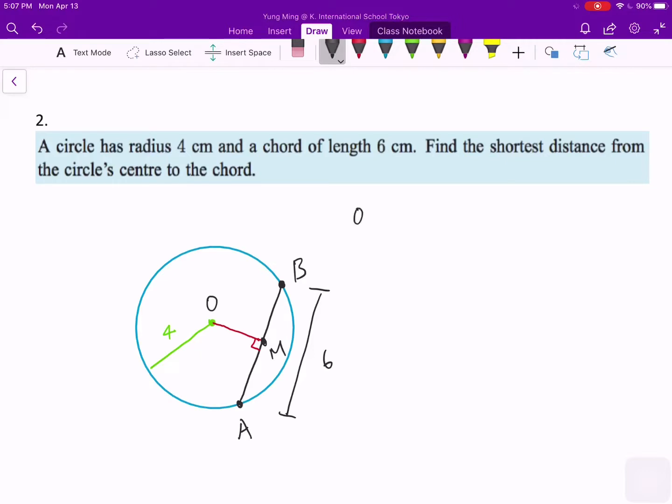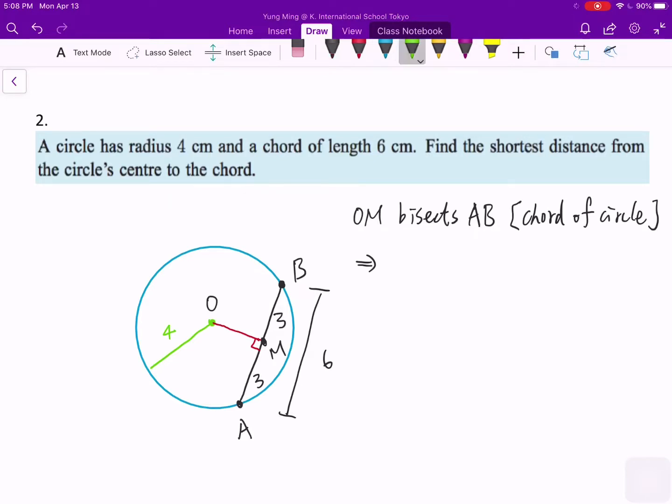Okay, so first thing we will claim is OM bisects AB. This is because we have the chord of a circle. This is the second circle theorem that we mentioned today. So that means your AM and BM should each be 3 and 3.